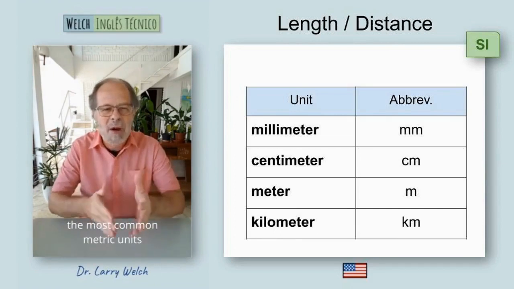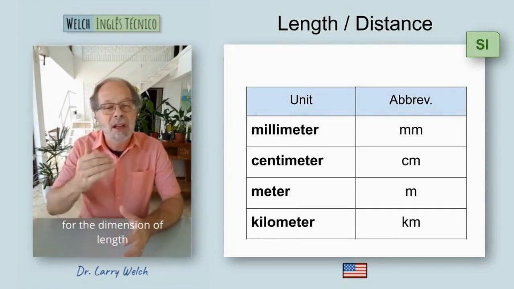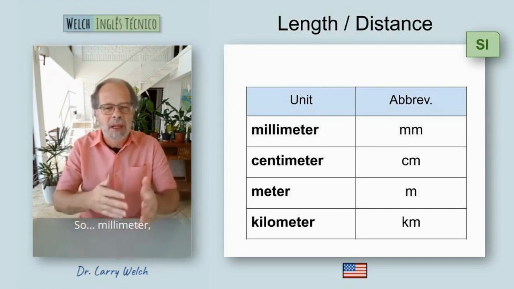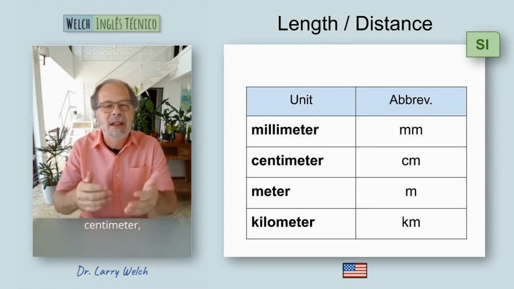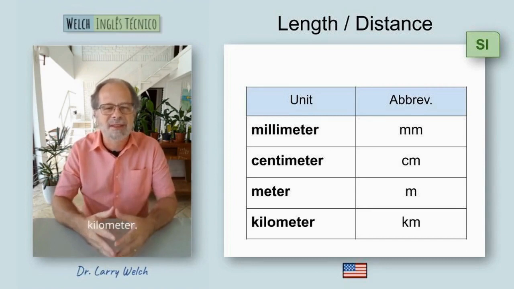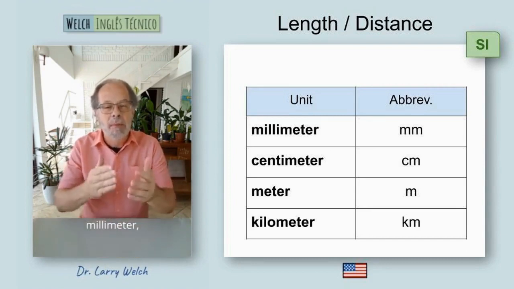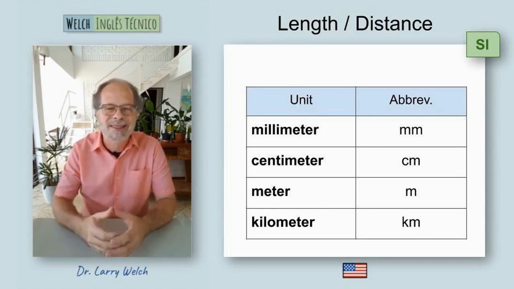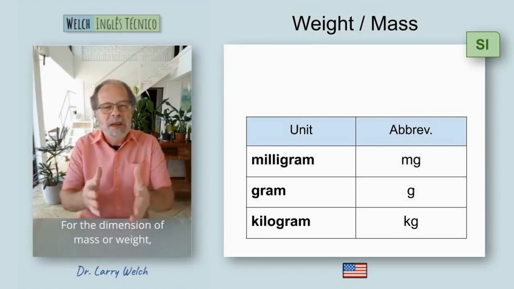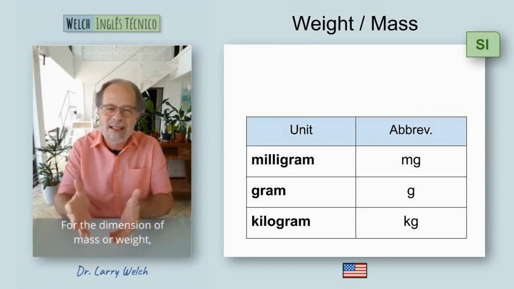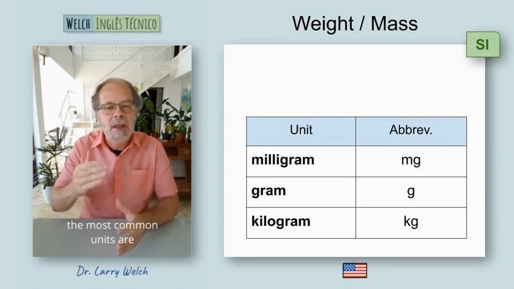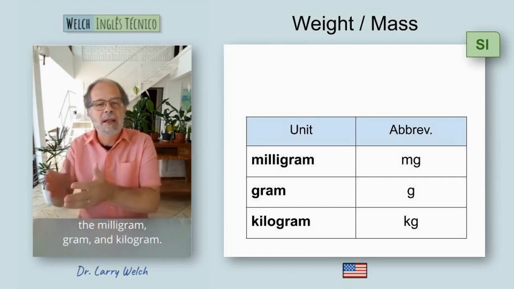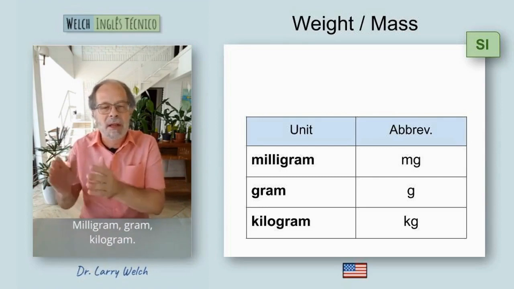Let's look at some of the most common metric units for the dimension of length or distance in English. So, millimeter, centimeter, meter, kilometer. For the dimension of mass or weight using the metric system in English, the most common units are the milligram, gram, and kilogram.